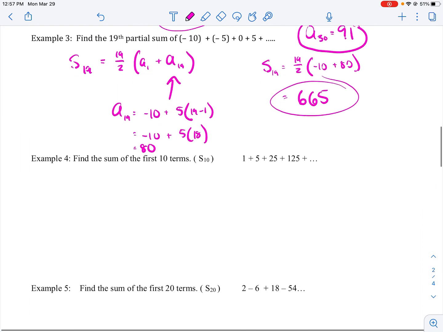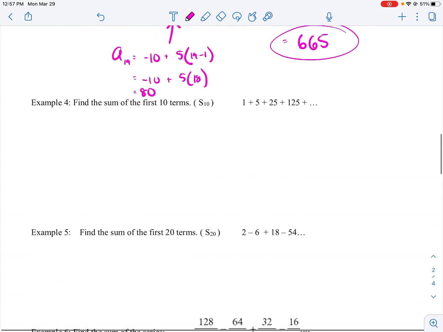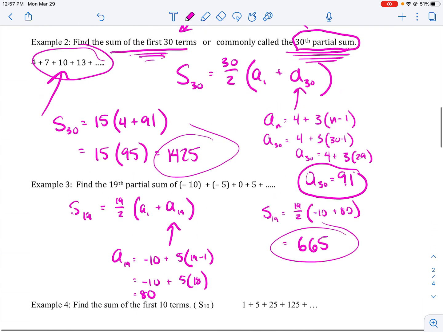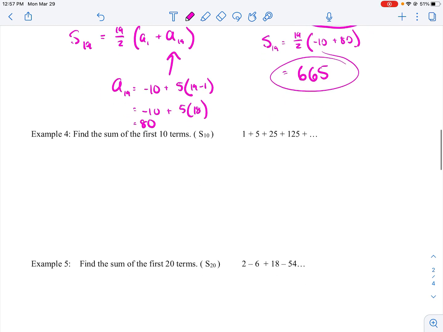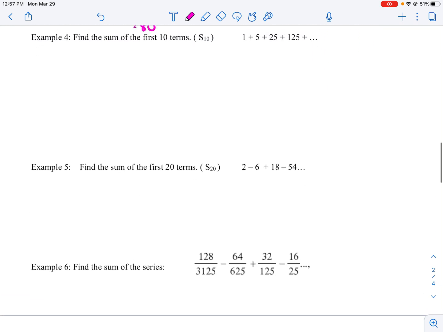Okay? How many examples we got? All right, we're cruising here. All right, so those are finite arithmetic series, okay? And remember, there is no such thing as an infinite arithmetic series, because if you think about it, you can just keep adding numbers and adding numbers. So if it's infinite, well, that number is just going to keep getting bigger and bigger, okay? So the next two are also finite, okay, but they're no longer arithmetic.